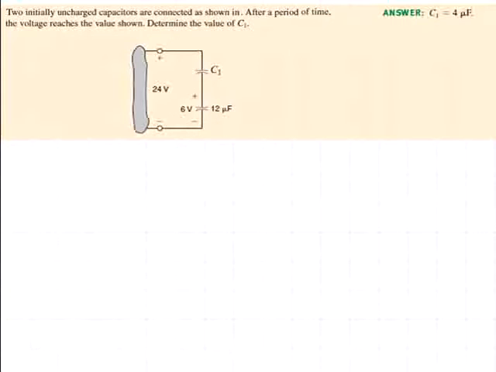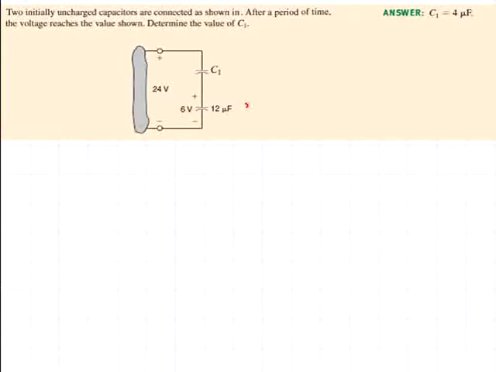This is Learning Assessment Problem 611. The problem states that two initially uncharged capacitors are connected together in series to some circuit, and after a period of time we see the conditions indicated in the diagram.